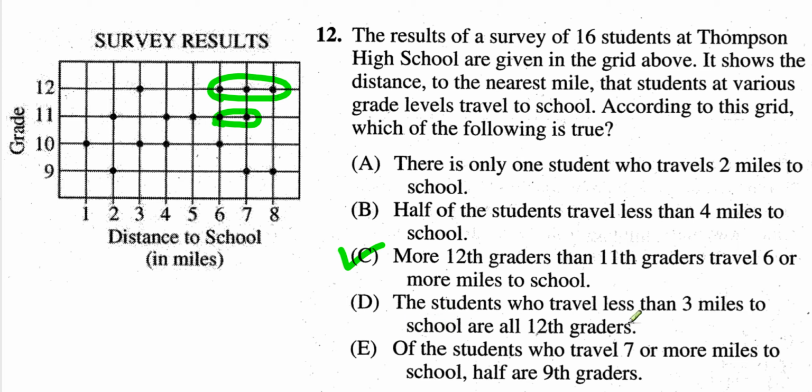The students who travel less than 3 miles to school, less than 3 miles, that means right over here, are all 12th graders. No, they're not 12th graders. They are in fact 9th, 10th, and 11th graders. So that's not correct either. The last one, of the students who travel 7 or more miles, that means right over here, that's basically what we're looking at, 7 or more miles, half of them are 9th graders. 9th graders only 2, and the other 3 are not 9th graders, so it's not quite half. So once again, the only correct answer will be choice C.